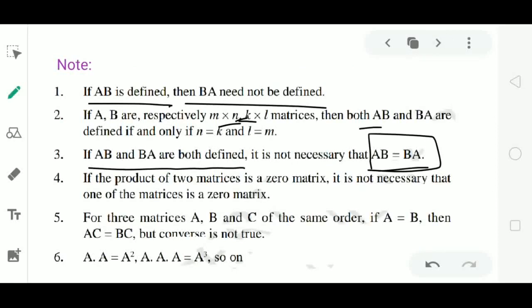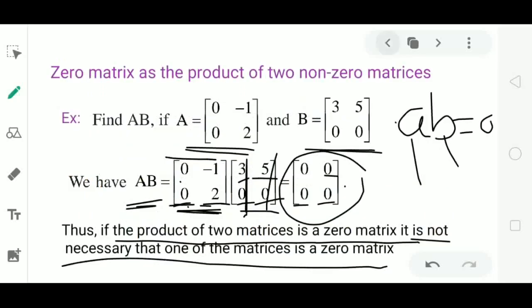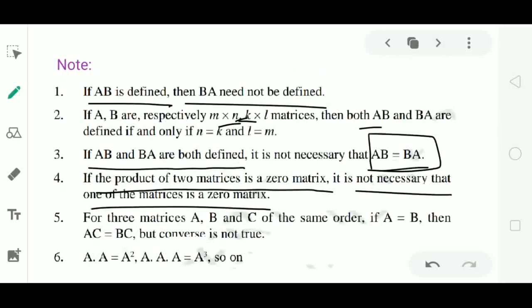Fourth point. Suppose if the product of two matrices is 0, it is not necessary that one of the matrices is 0, as we already discussed in the previous example, that the product of AB is 0 but A and B are non-zero. So if the product is 0, it is not necessary that one of the matrices is 0. Fifth one. For any three matrices A, B and C of same order, if A equal to B, then A into C equal to B into C. But here the converse is not true.